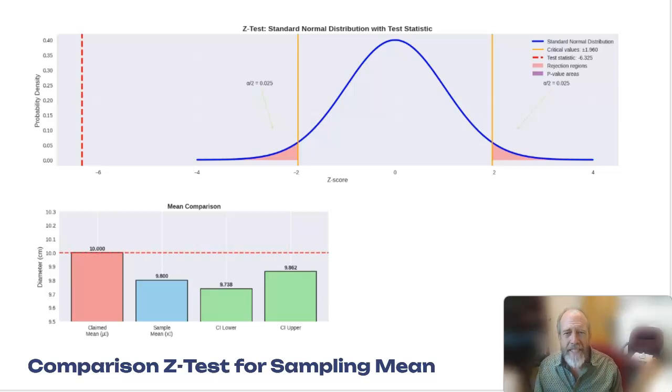But look at my test statistic. It is way over there to the left. It is way into that rejection region. You are rejecting this null hypothesis. Okay, that's pretty straightforward.